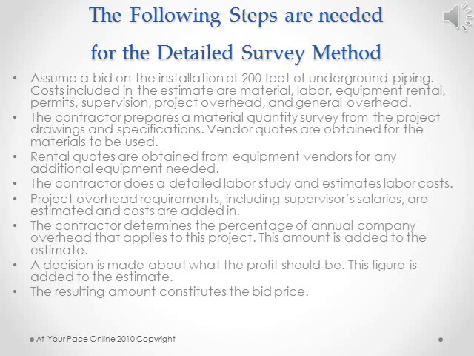Project overhead requirements, including supervisor salaries, are estimated and costs are added in. The contractor determines the percentage of annual company overhead that applies to the project. This amount is added to the estimate. A decision is made about what the profit should be. That figure is added to the estimate. The resulting amount constitutes the bid price.